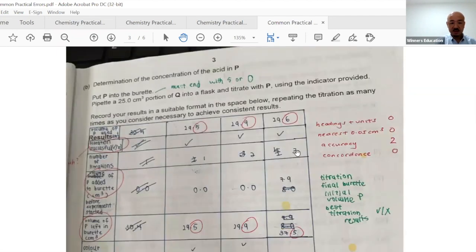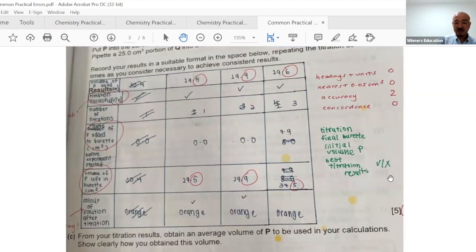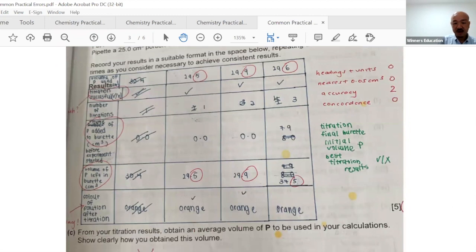What else? This is the one. Look at it now. Record result. The table of titration, I think. Look at what the student wrote. Volume of P added. This is wrong. Remember, you must follow a certain format, not the English you want to use. Volume of P left. No, it's not. It's called reading.